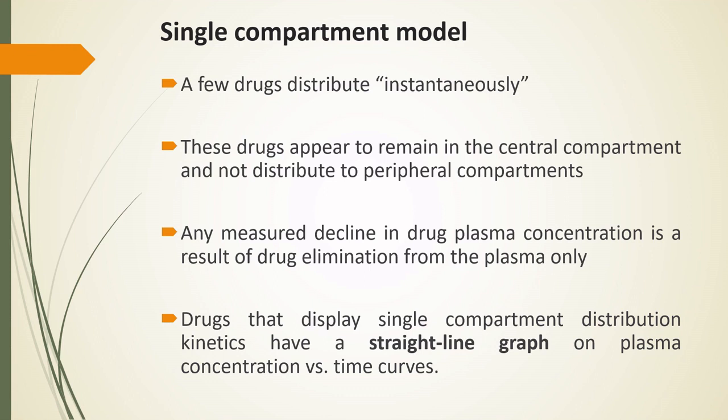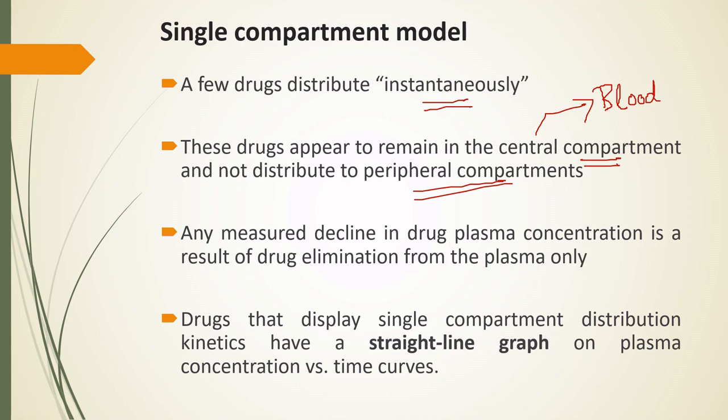Few drugs distribute instantaneously. So what do we mean by that? That these drugs actually remain within the central compartment only, and they are not distributed to the peripheral compartments. Hence, the total drug is present within the central compartment. Suppose it is present within the blood.